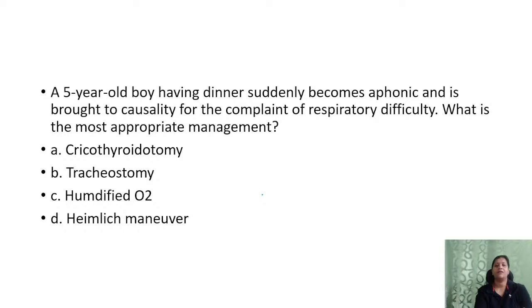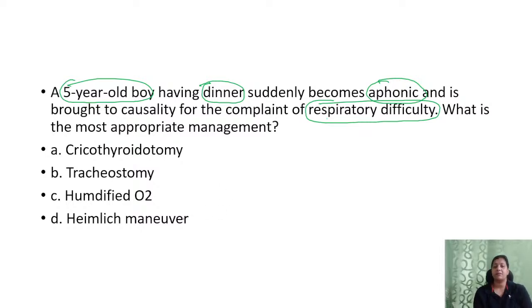Yes, very good, all of you. So when a patient is having dinner, especially a 5-year-old boy, the child is having dinner and suddenly becomes aphonic and comes to the casualty with respiratory difficulty. What is the most appropriate management? In this situation, you are thinking that probably the food has got aspirated into the airway. So how are you going to protect the airway now, or how are you trying to get the aspirated material out?